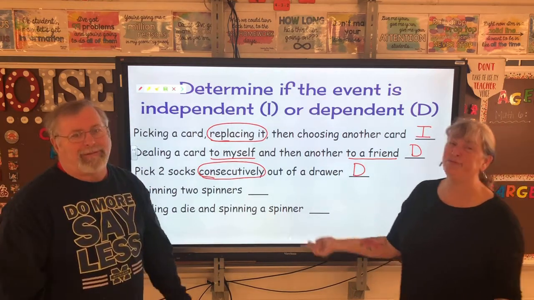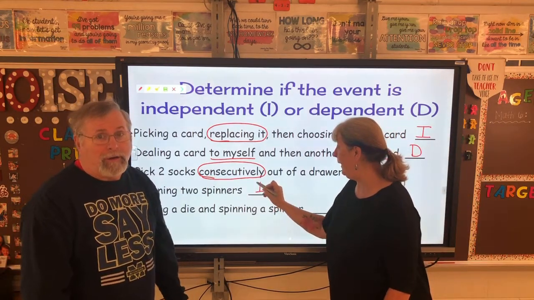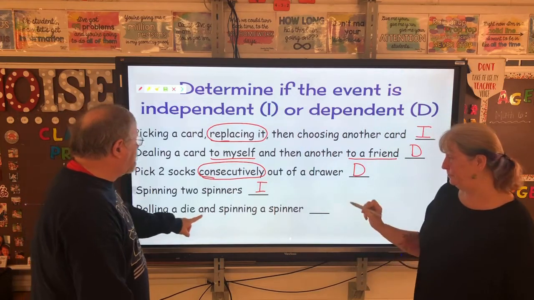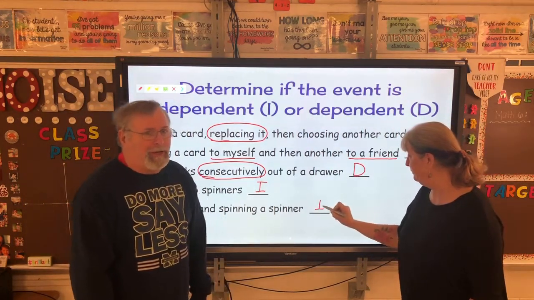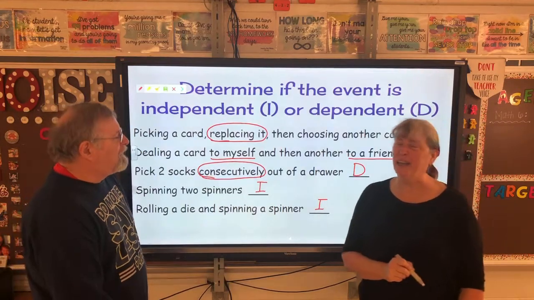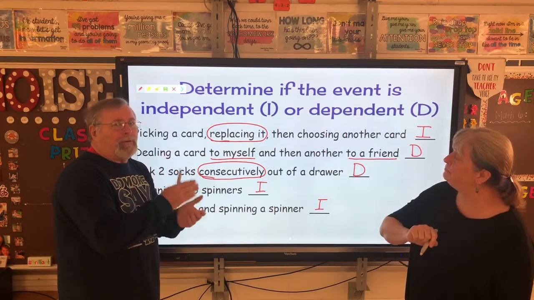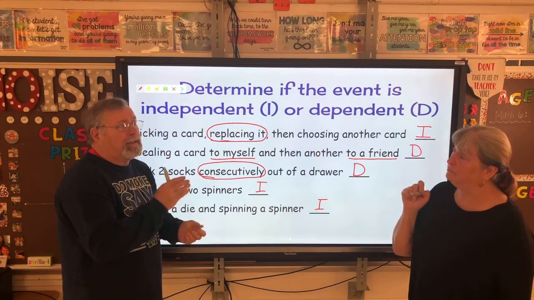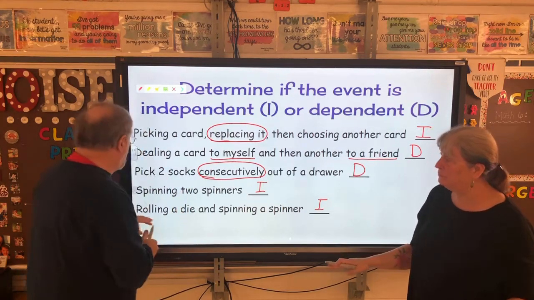Spinning 2 spinners. Spinners don't affect each other. Independent. And then rolling a die and a spinner, which is my favorite combination of things. Obviously independent. All right. So if the numbers don't change, it's independent. If the numbers change, it's dependent.